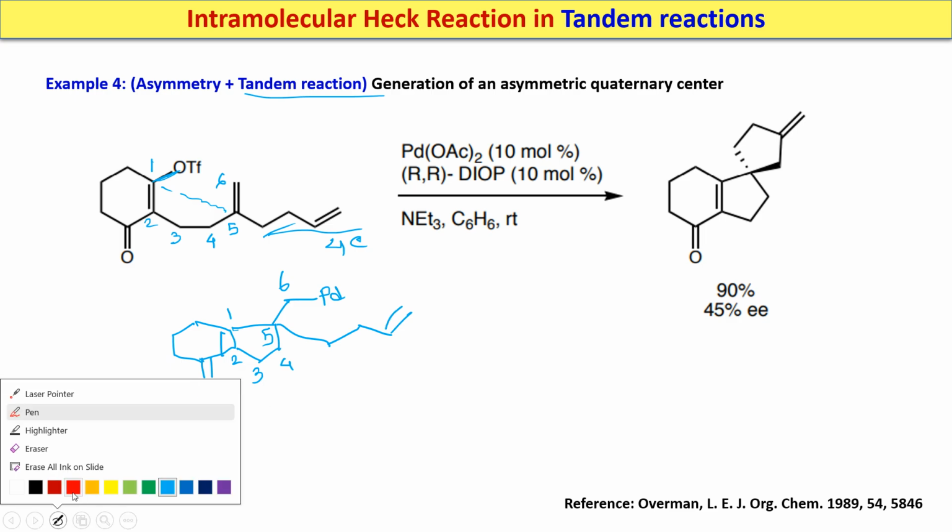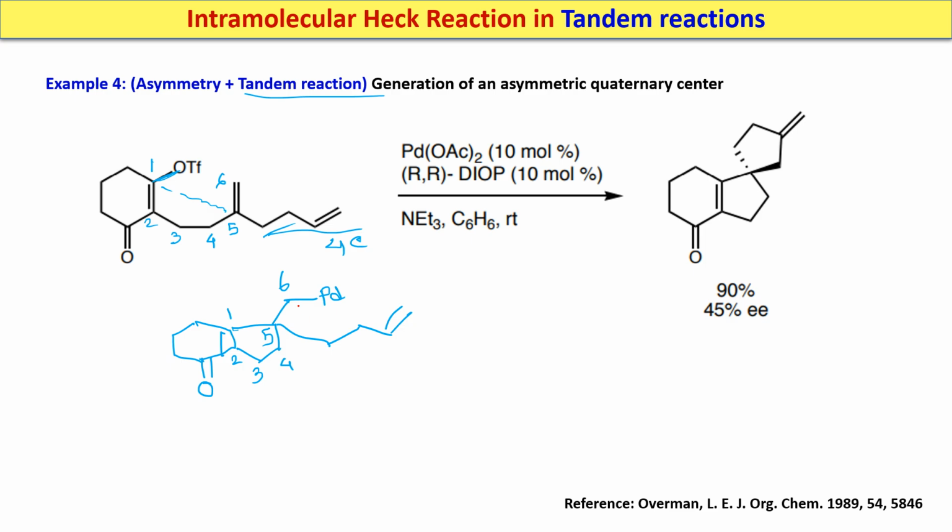Let me use another color. Now suppose it is 1, 2, 3, 4, 5. So we have already obtained one chiral carbon, but as there is another CC double bond, further tandem reaction is also possible. So this 6 carbon and 1, 2, 3, 4, 5. So this will be the connection point. And finally this PD species that will be ending up at this position. And further removal of hydrogen, we will get CC double bond at the terminal position.